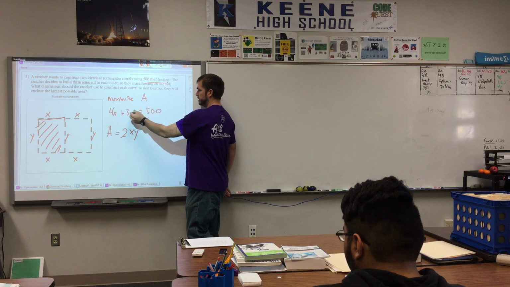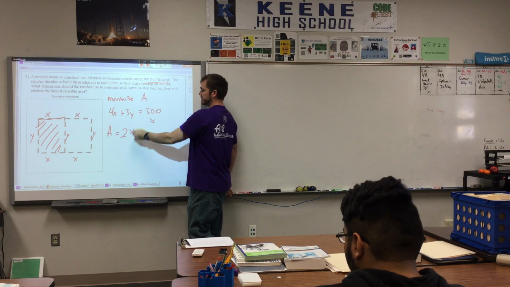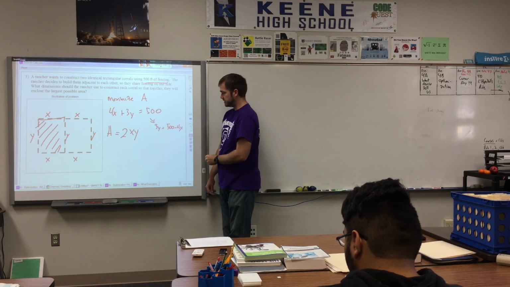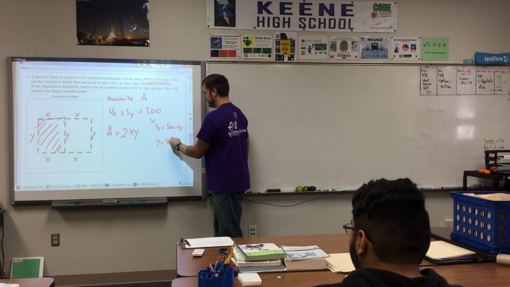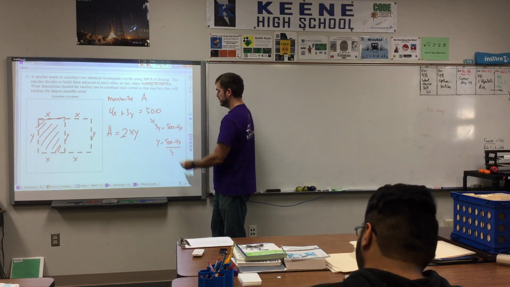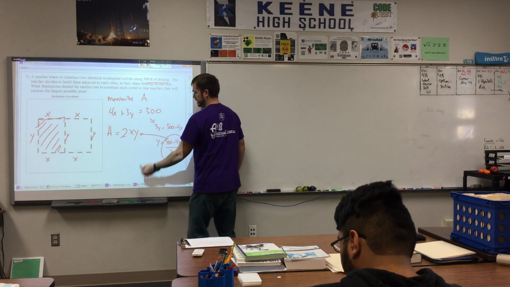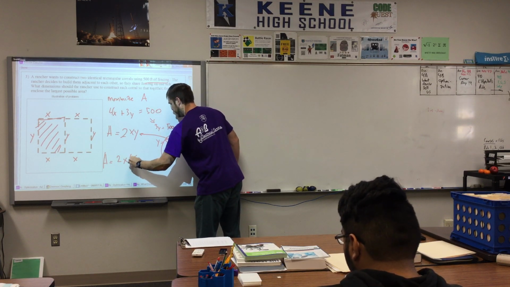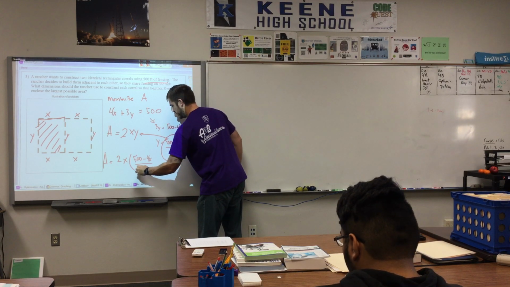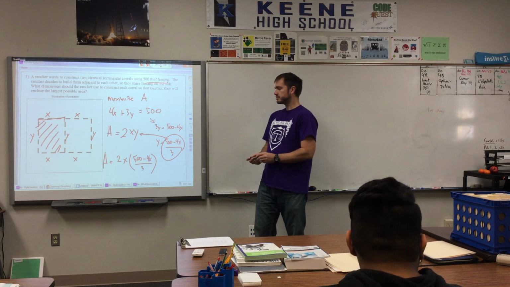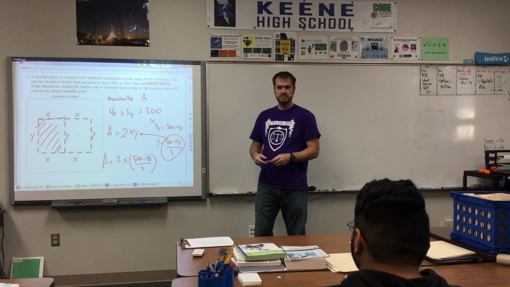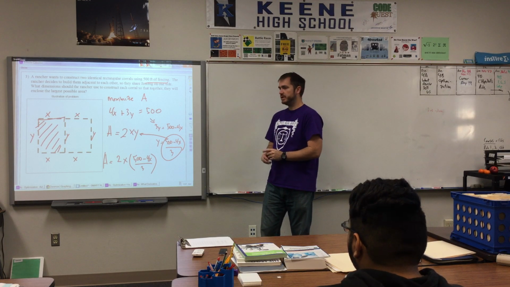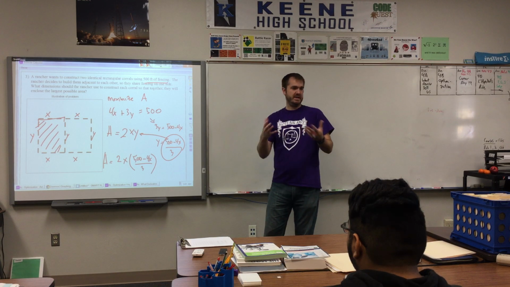To do that, I will return to my constraint equation and modify it so that I can get y by itself, and then I'll plug that value in here. So it looks like we would have 3y equals 500 minus 4x. So y equals 500 minus 4x divided by 3. Plug that value in here. And I have area equals 2 times x times the quantity 500 minus 4x all over 3. Does that look familiar to anybody? Good. All right, I'm just going to leave that there, and for your homework this weekend, you'll need to find the x and y values which will lead to the maximum area.